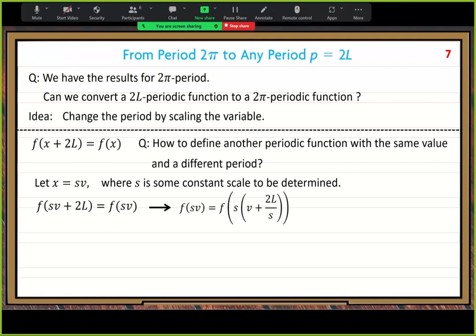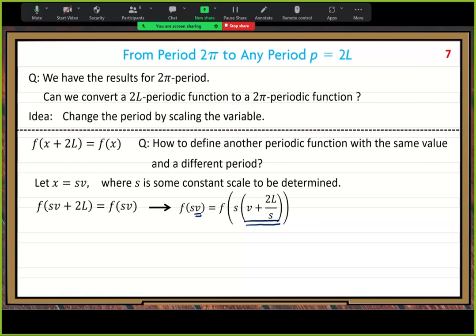Okay, all right. So let's write f of sv on this side. We can factor s out, since s is a constant. Inside the parenthesis, we have v plus 2L over s. Look at this function: on the left-hand side, f of sv, you just look at the variable part. Because if you compare with the definition of period, you look at the variable side, right? You only look at the variable part and ignore the other non-variable part. So here you focus on the variable part.